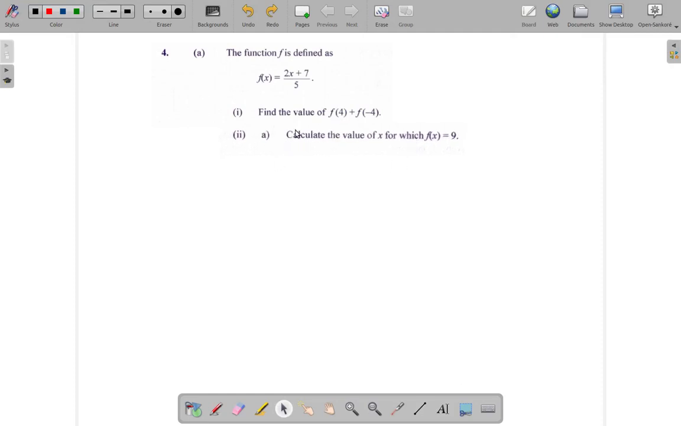Now, it says calculate the value of x for which f of x is equal to 9. What you have to do here is say, since f of x is 2x plus 7 over 5, and that's f of x and is equal to 9. Good. So what you do is consider that this is really a fraction. It's something over 5. So turn the 9 into 9 over 1 now.